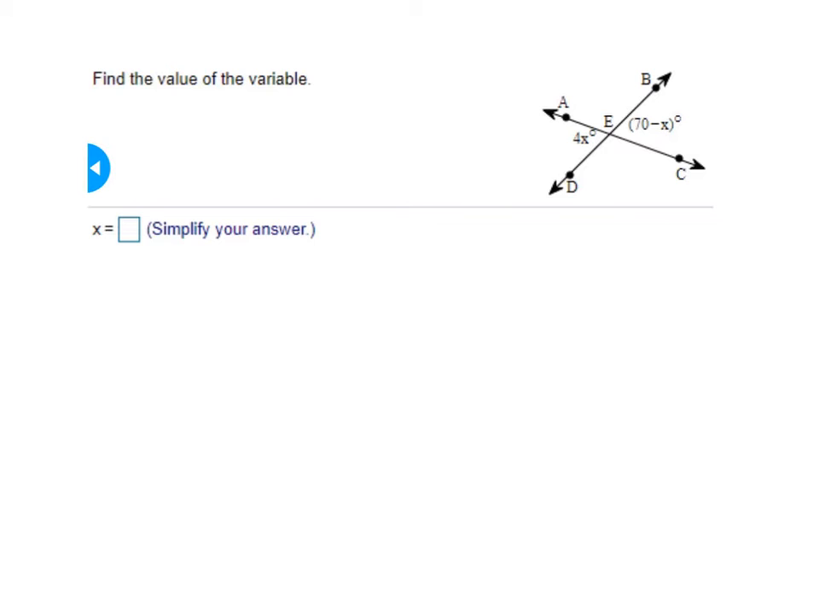The variable is x. So I want to know how those two angles are related to each other. So this angle and this angle are vertical angles, which means that they are congruent. So my equation that I would write would be that 4x is equal to 70 minus x.